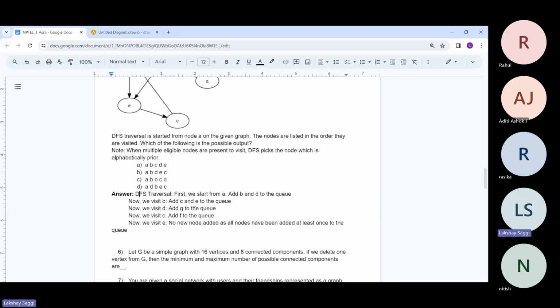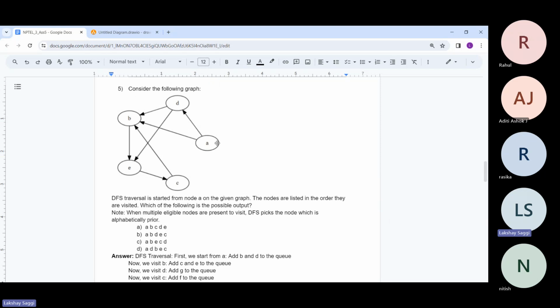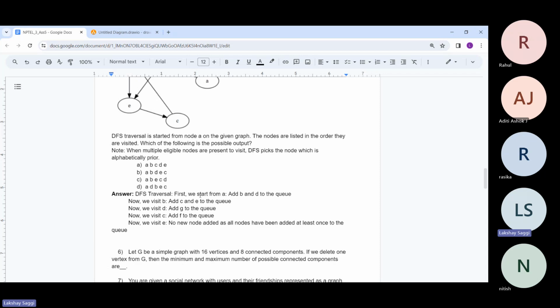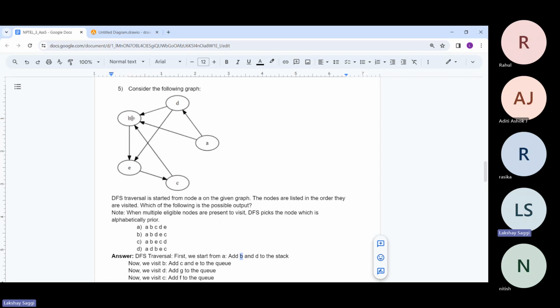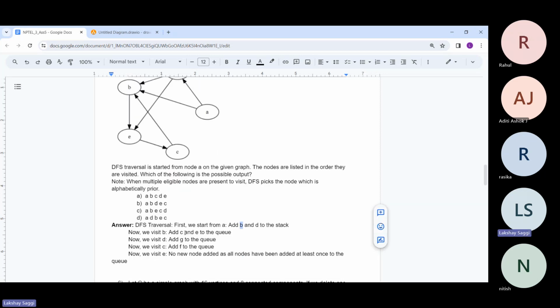So this is DFS traversal. We first start from node A. And as soon as we start from node A, we'll add the nodes B and D to the stack. So in DFS, we maintain a stack. I hope everyone knows this. And in BFS, we maintain a queue. So we start from A and we add the nodes B and D to the stack. And now we visit B because we pop B from the stack. After popping off B, we can only add E, as E is the only outgoing neighbor of B. So we add E to the stack.